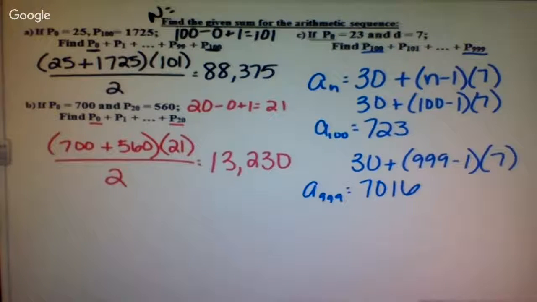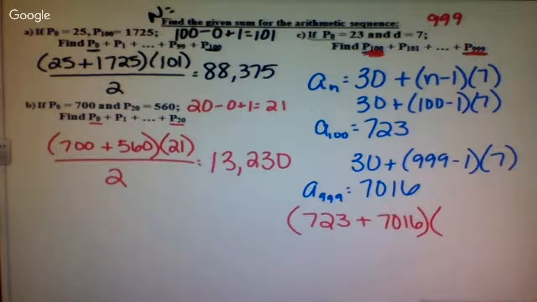Okay. So now, the first number that I'm trying to put together is P sub 100, which you just found out was 723. Plus, the last number I'm trying to add is 999, which is 7,016. How many numbers do I have that go between the two? So, the formula still works here, Trey. My last number that I'm trying to add together is in space 999. The first number I'm trying to do is the 100th number. So it's gonna be plus 1. So when I subtract that, 999 minus 100 is 899. Plus 1 is 900. So there are 900 numbers that I'm trying to add together.